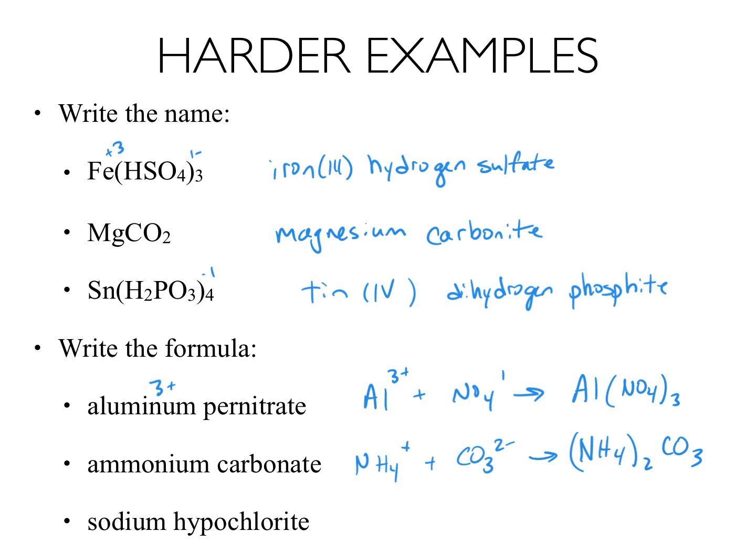Finally, sodium hypochlorite. Sodium is a +1 charge ion, or 1+. Hypo means that we have 2 less oxygens than the normal ate. So chlorate is ClO3. Hypochlorite should be ClO with a -1 charge. So we've got a +1 charge and a -1 charge, and that results in just NaClO.